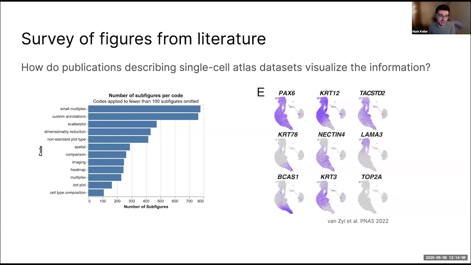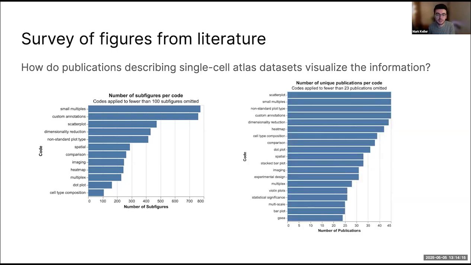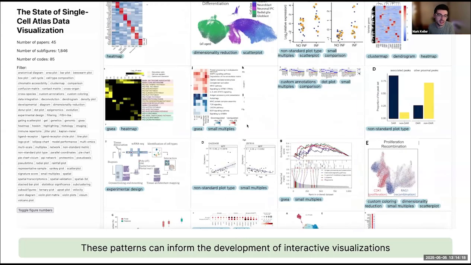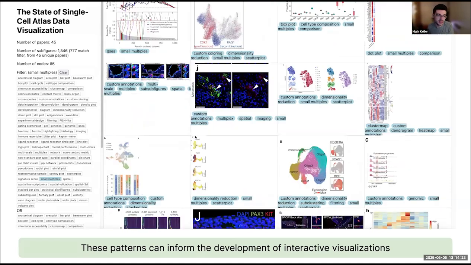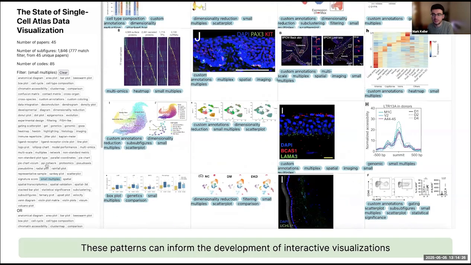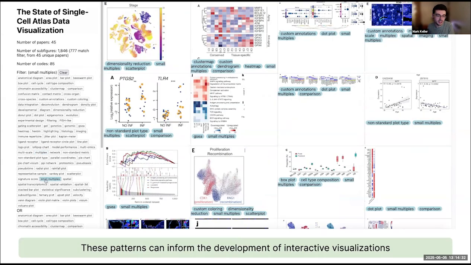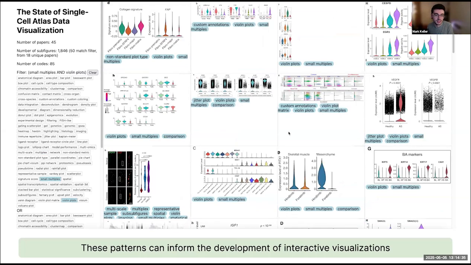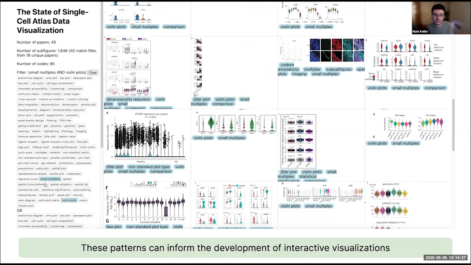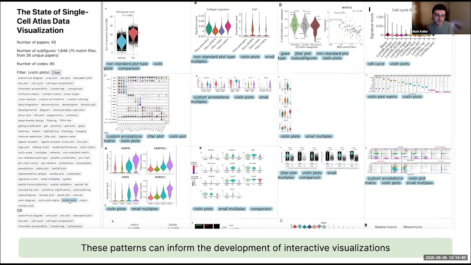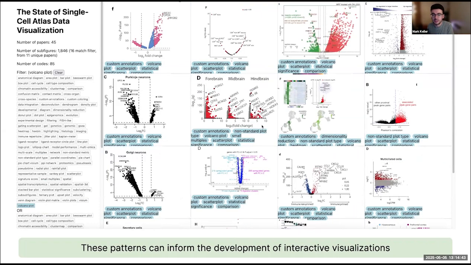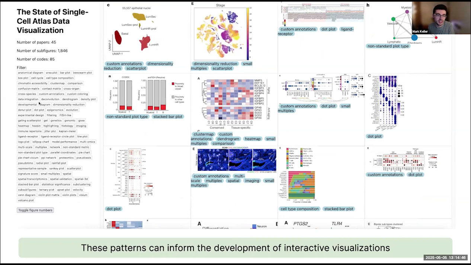And you can see we also recorded different types of plots, like scatter plots, or more domain specific plots like dot plots. In this browser, you can easily view these patterns, like the small multiples with, for example, the multiplex imaging type visualizations, or violin plots. And you can filter the data to see this, or for example, volcano plots are more domain specific plot types.